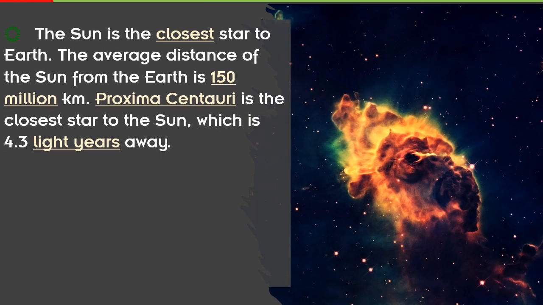The Sun is the closest star to Earth. The average distance of the Sun from the Earth is 150 million kilometers. Proxima Centauri is the closest star to the Sun, which is 4.3 light-years away.